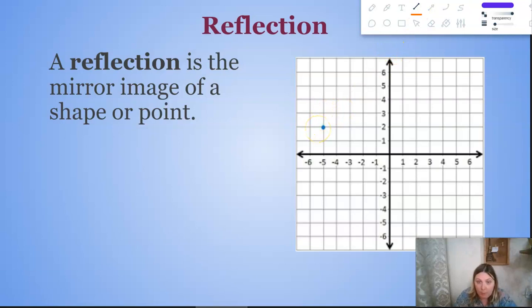So here's my point. And let's say I want to place my mirror over here, like this. So this is my mirror. And I want to know the mirror reflection of this point. And notice that I'm not even talking about the coordinates just yet. I'm just showing you how to construct this geometrically, right?